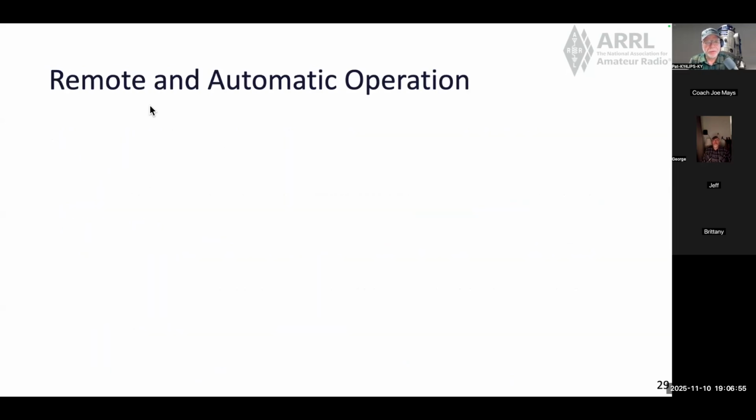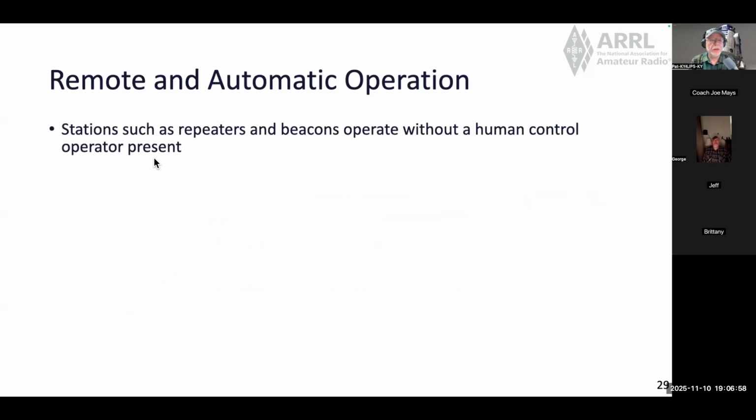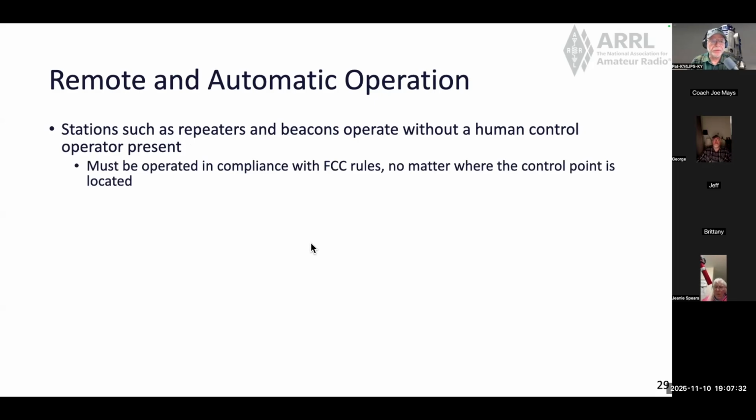All right, now we're going to move to remote and automatic operation. Stations such as repeaters and beacons operate without a human control operator present. If you get on a repeater frequency and you sit there and just listen to that frequency, every so often you're going to hear that repeater identify, usually with Morse code, and give its call sign. So they're operating. They sit there and they operate. There's nobody there that runs the repeater. It runs on its own.